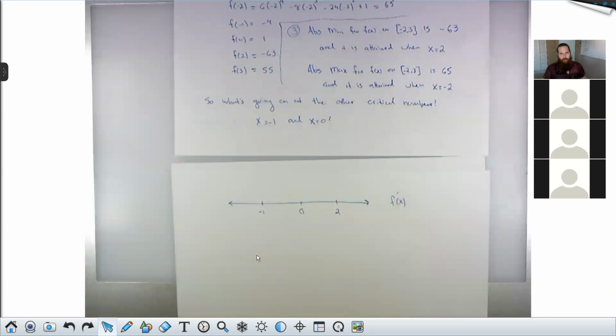The endpoints are not critical numbers. They're just useful for finding the absolute min and the absolute max, because remember, it's possible for a function to attain its absolute min or absolute max not at an interesting point on the graph, but at an endpoint if you're looking on just a closed bounded interval.